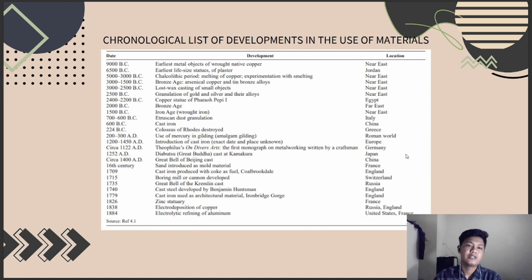And this is the table of the chronological list of developments in the use of materials. You can see how humans first worked with some materials, from 9000 BCE until 1884: from the earliest metal objects of native copper until humans could do electrolytic refining of aluminum.